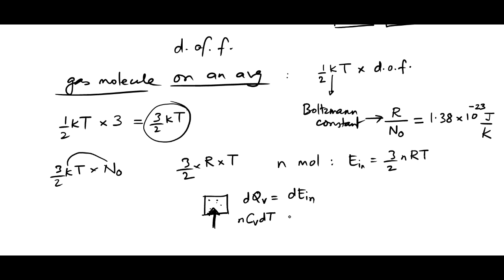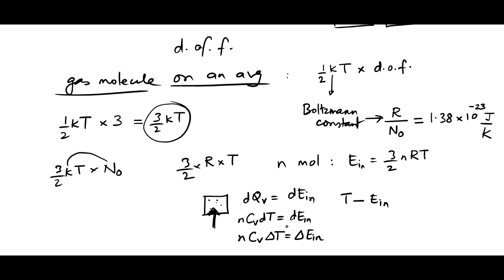That's the definition of CV. CV is dQV upon n dT. So I equate this to dE internal, and what I get therefore is n times CV times delta T is equal to delta E internal. So you can see that the temperature versus internal energy graph is actually a straight line, because delta E internal divided by delta T is going to be n times CV, which is a constant.